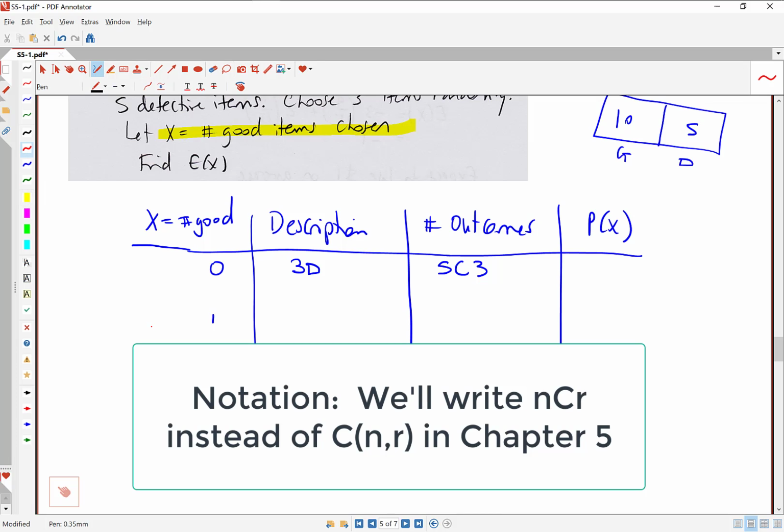Okay, if we move on to the next situation, we get 1 good. That's an incomplete description right now. The full description would be 1 good and 2 defective because we're choosing 3 items in total. And then once we say it that way, we can use our counting technique from chapter 3 to figure out how many outcomes there would be. So we have to choose 1 good item from the 10 good items, 10C1. The and is going to prompt us to multiply, and then we need to choose 2 defective from the 5 defective items in our box. So that would be 5C2 ways to do that.